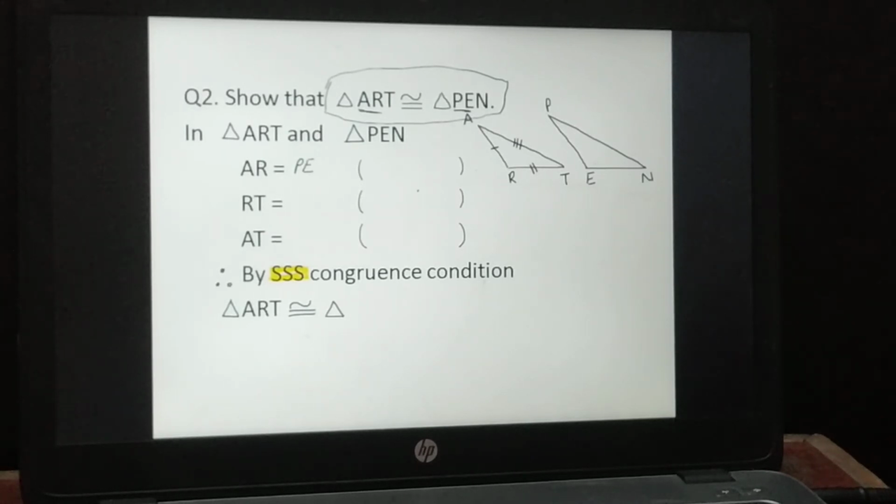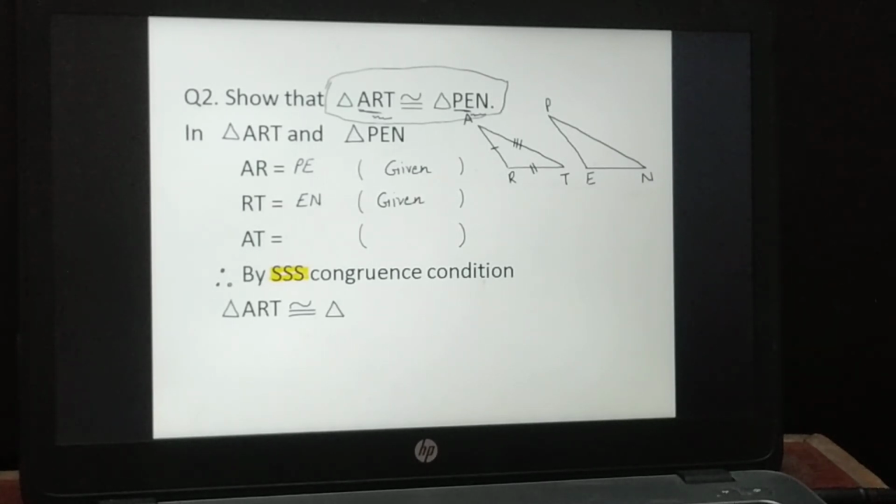Okay. What is the reason here? Again, the reason is given because this triangle is congruent. This is already given in the question. Next one is RT. You can see that RT will be equal to EN. So RT is equal to EN. The reason is again given: these two triangles are congruent.